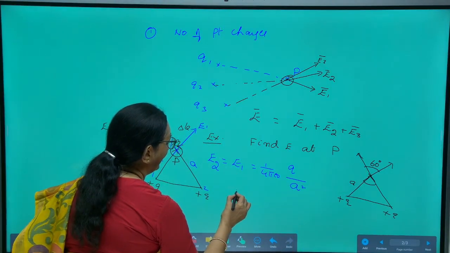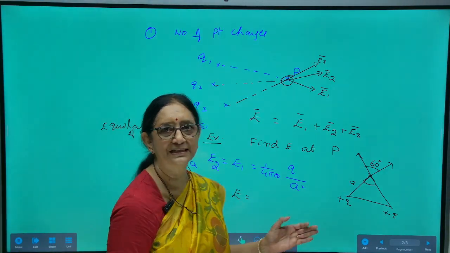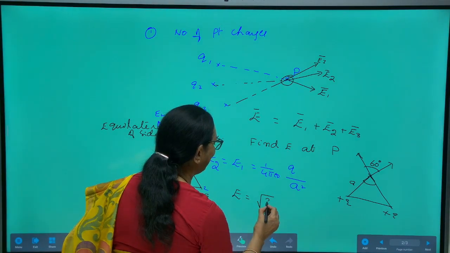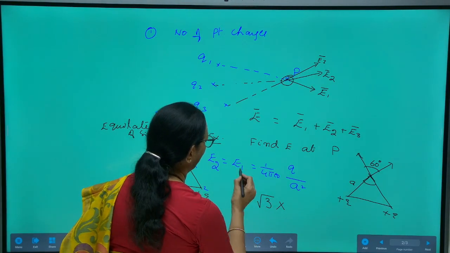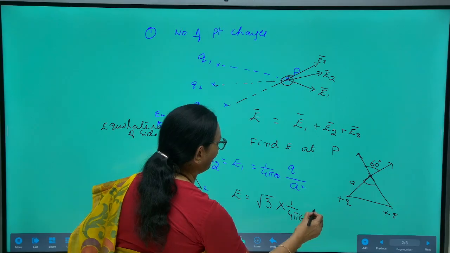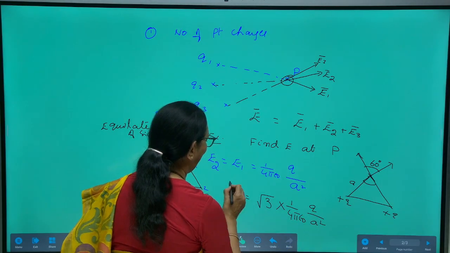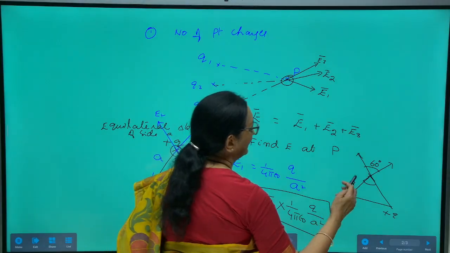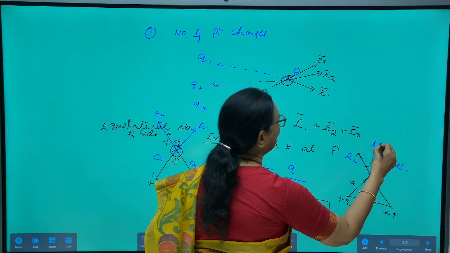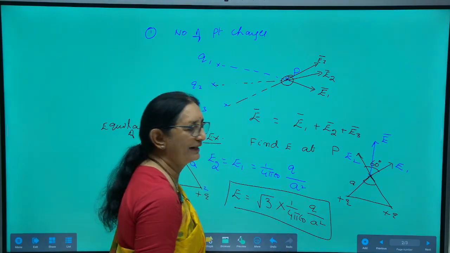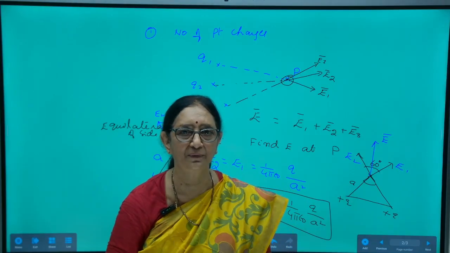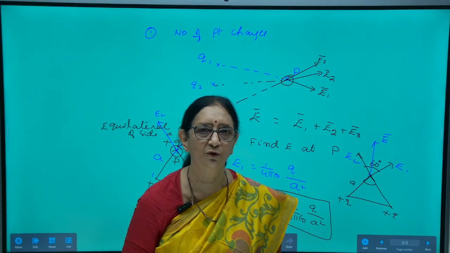So, the resultant of two vectors of the same magnitude at an angle of 60 degrees is root 3 times the individual vector. So, root 3 times E1, so root 3 times 1 by 4 pi epsilon naught Q by a square. So, this is E1, say, E2, and this is the resultant electric field intensity, which is the vector sum of those two individual intensities created by the 2 point charges.